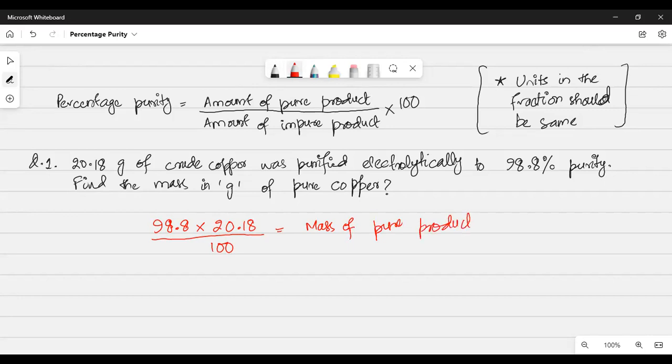Can you repeat your answer? It was 19 point? 19.93 grams, right? Yes. Mass of pure copper. Perfect. That's it then. I hope you get a hang of it, right? Yes, sir. Good, good. Now let's get back to the book.